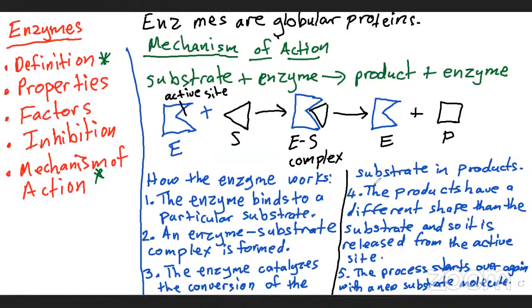At the end of step three, where it says the conversion of this substrate into products, the enzyme catalyzes the conversion of the substrate into products, and you should include the activation energy output by lowering the activation energy. So it catalyzes the conversion of the substrate into products by lowering the activation energy of the reaction. If it is catalyzing it, that means it is lowering the activation energy.